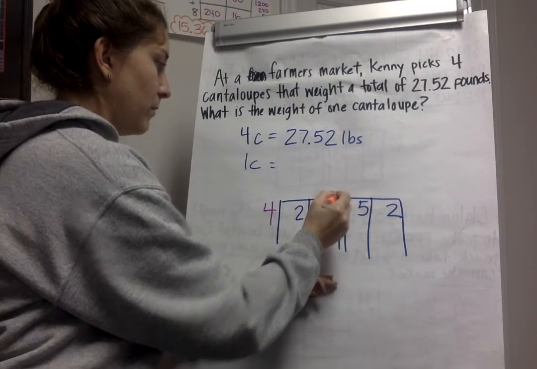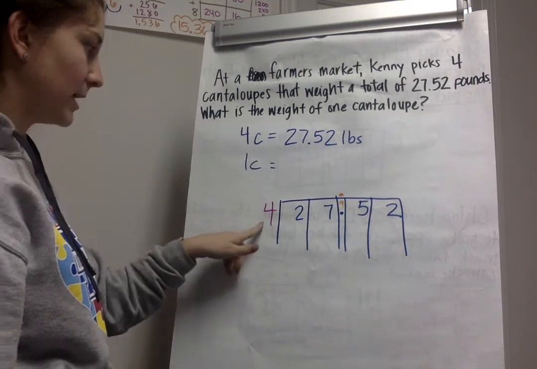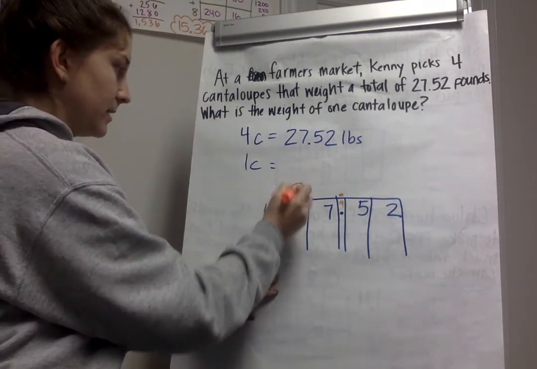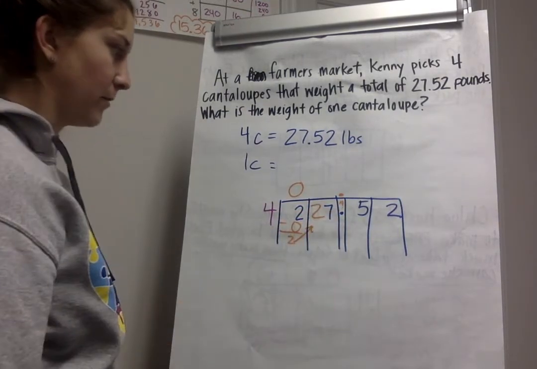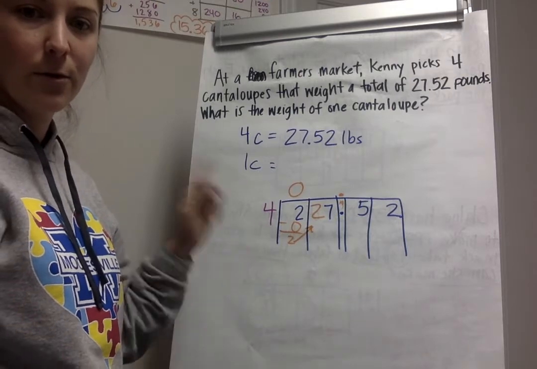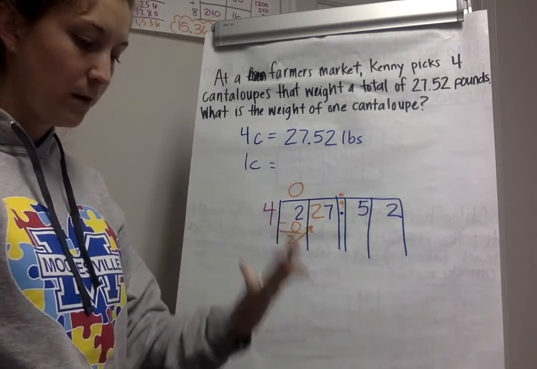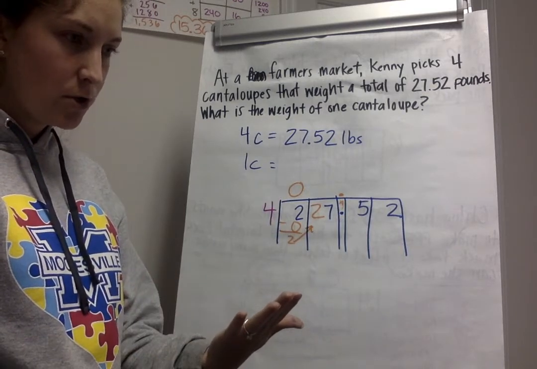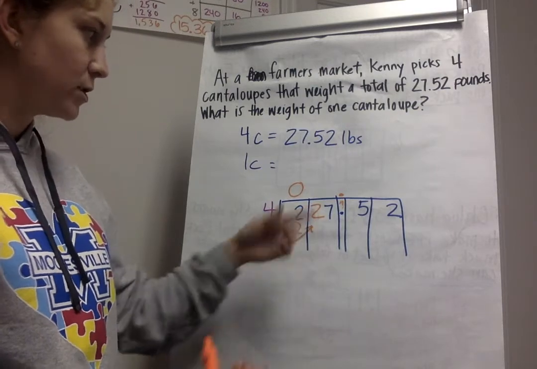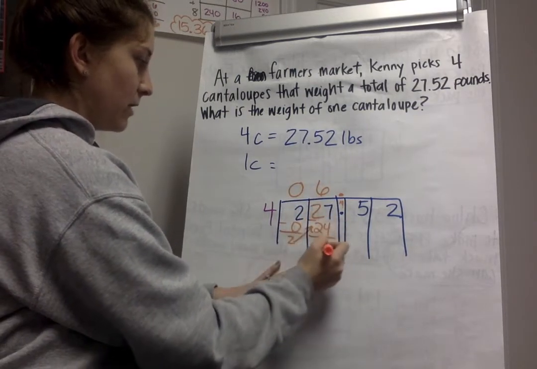So I'm going to move my decimal up there, and then I need to ask myself first, how many times can 4 go into 2? 0. Subtract, move that 2 up and over. How many times can 4 go into 27? 4, 8, 12, 16, 20, 24, 28. Well, 28's too big, so it can go in there 6 times because I know that's 24.